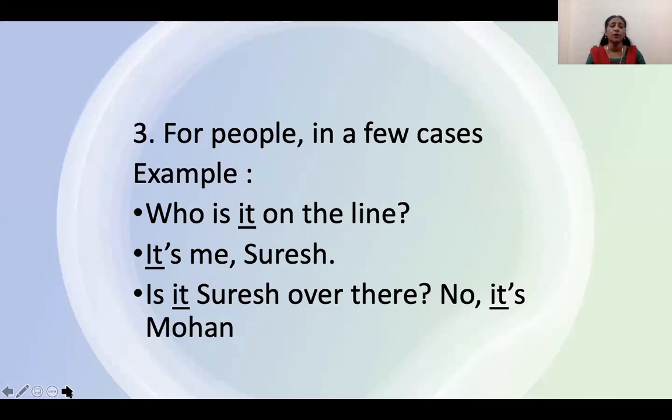And third one, for people in a few cases. Example: Who is it on the line? We are asking which person is on the line. And second sentence: It's me, Suresh. Who is here? I am here. It's me, Suresh. And the third one: Is it Suresh over there? No, it's Mohan. So in the third sentence also, we are asking who is there. Is it Suresh? But the answer is no, it's Mohan. And who is here? Mohan is here. So we use it here also: it's Mohan.